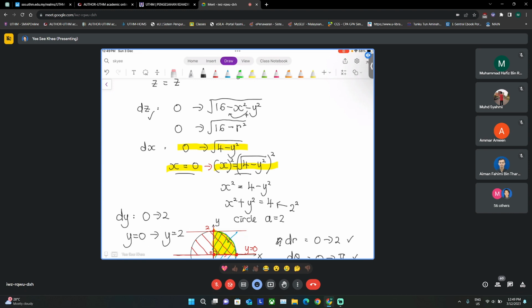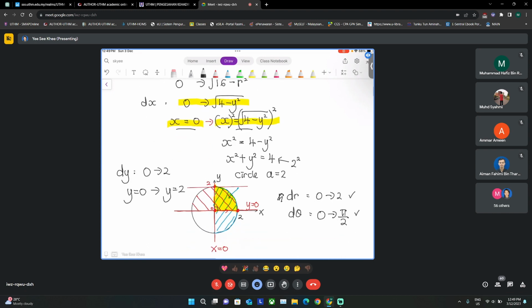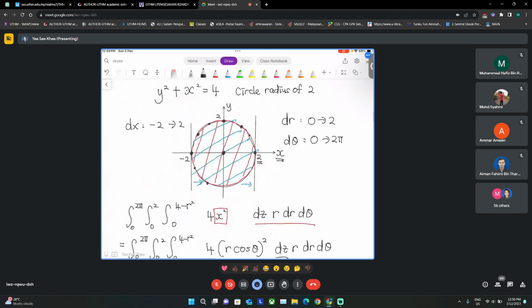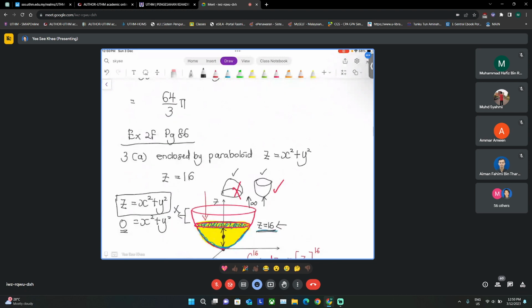Next, when moving to the dx dy, you need to draw it out. After you draw it out, you identify which region is actually mentioned by the questions, and then you define your own dr and d theta. So this is about the conversions. Then we use it to find the volumes.